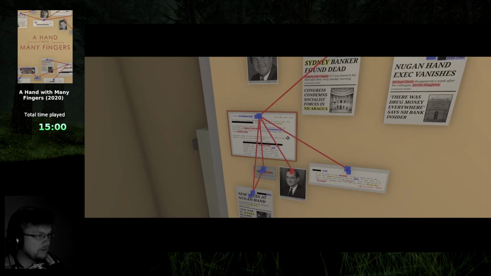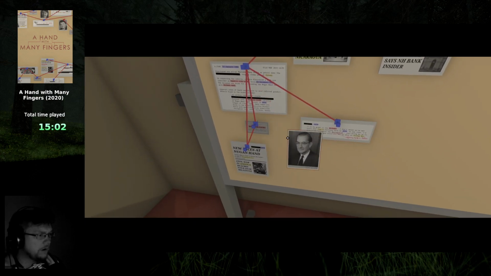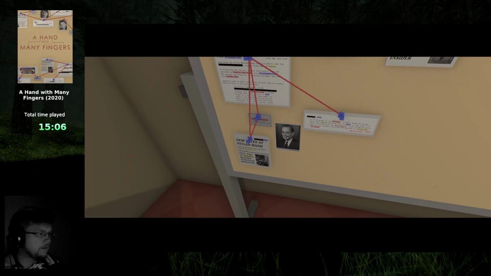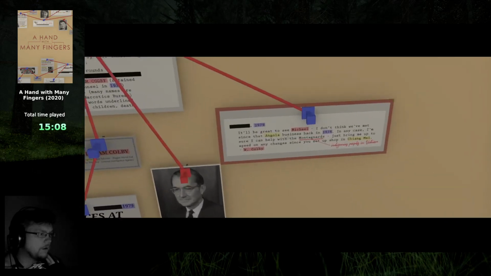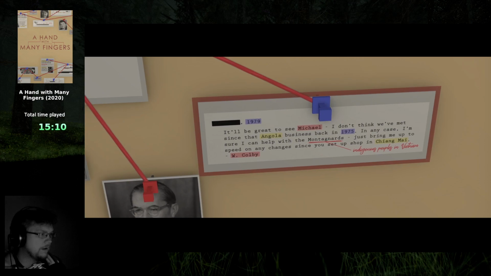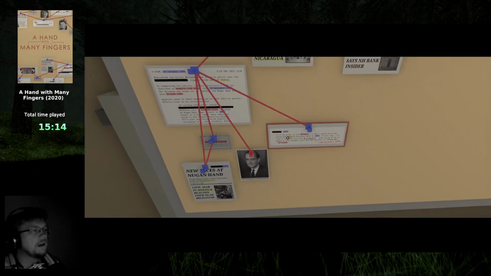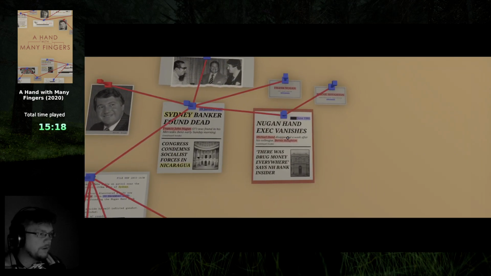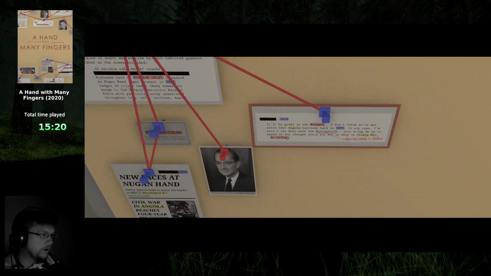We're not gonna go to Angola yet. That's a bit far away. Which shall we look at? Shall we look more into Colby and his business in Chiang Mai, or start digging into Hand? I think I'll stick with Colby for now.